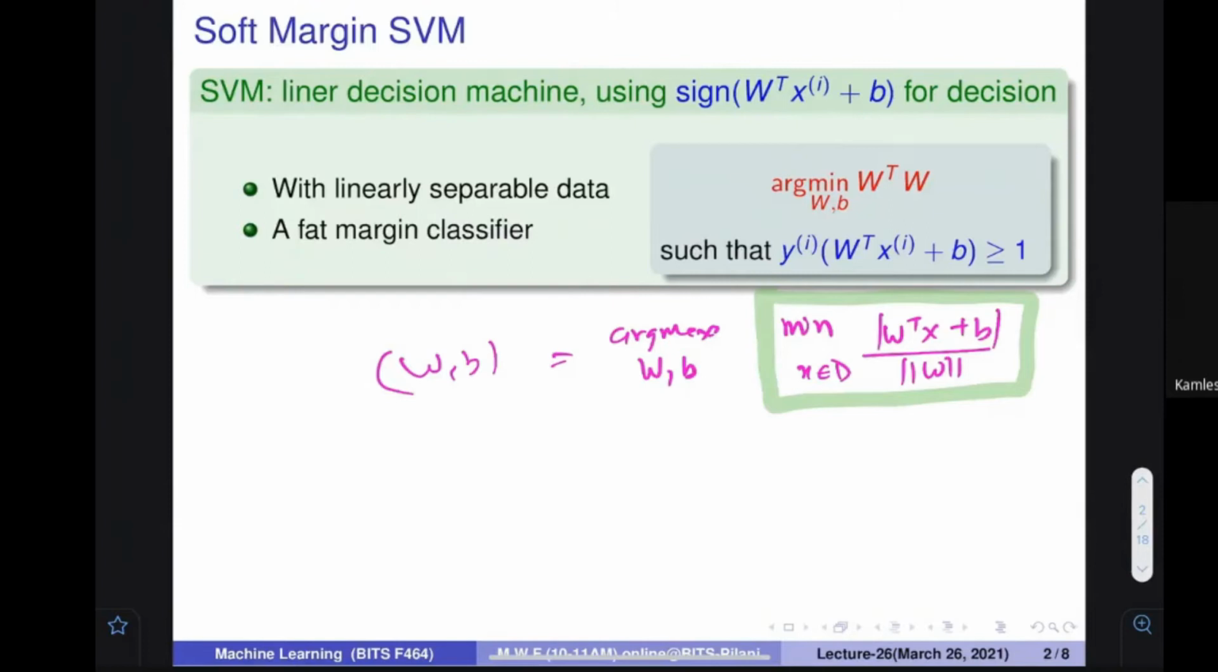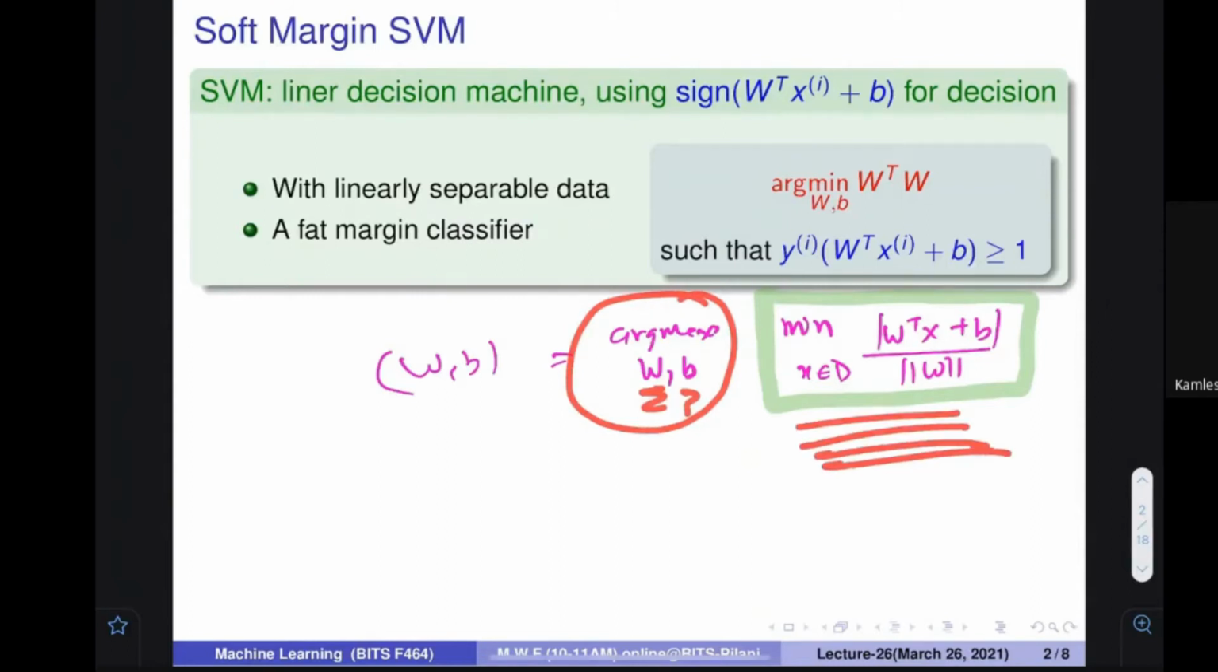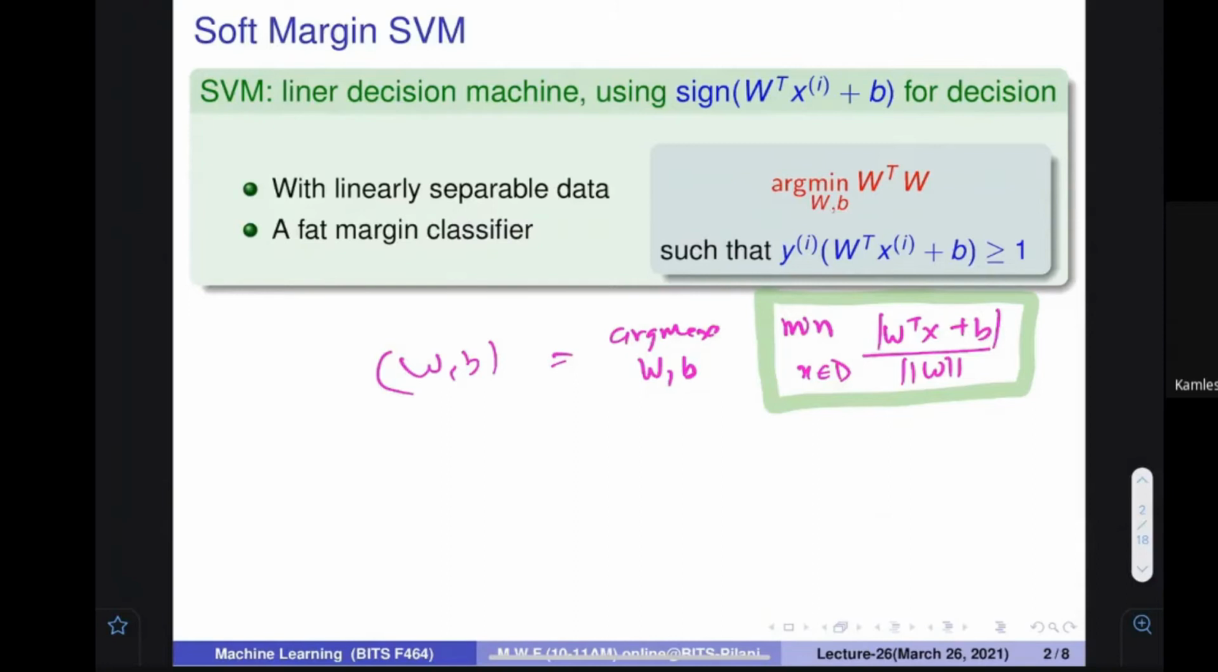Any questions on that? Atharva, is it clear? For a given W and B, what is the minimum distance? This quantity is the margin. Okay, this is the margin. And argmax means you change W so that this quantity is maximized. The minimum quantity is maximized, because for any given W and B, you can find the minimum distance. So you want to maximize the minimum distance of a point from the decision boundary. Rachit, is it clear?